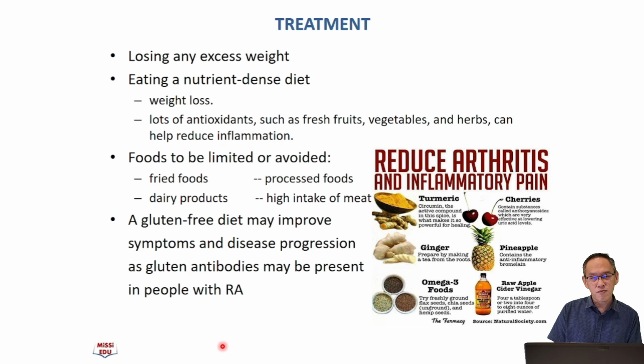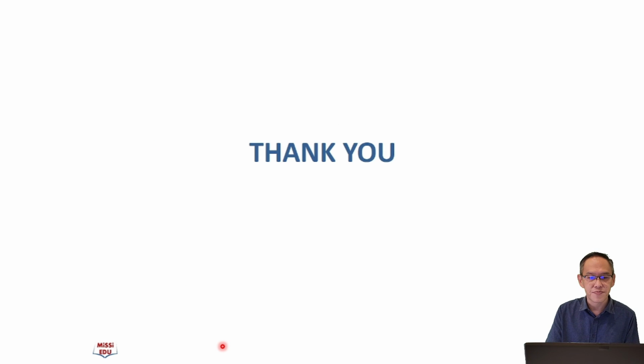Now, certain foods are quite useful for arthritis. For example, turmeric, curcumin, cherries, pineapple, ginger as well. And certain foods high in omega-3, for example, chia seed and flaxseed. And raw apple cider vinegar is also quite useful for arthritis patients.